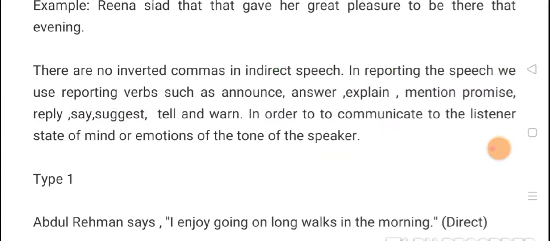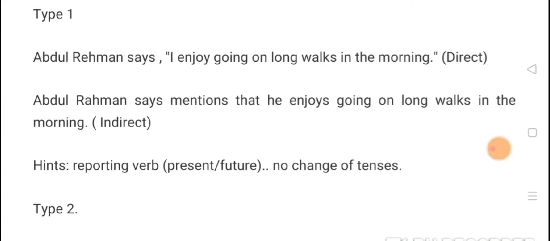Okay, so first we'll start with type 1. Abdul Rahman says, "I enjoy going on long walks in the morning." This is direct. Why is that direct? Because you can see the exact words of the speaker: "I enjoy going on long walks in the morning." This is the exact word, and this is the reported speech. So this is type 1.